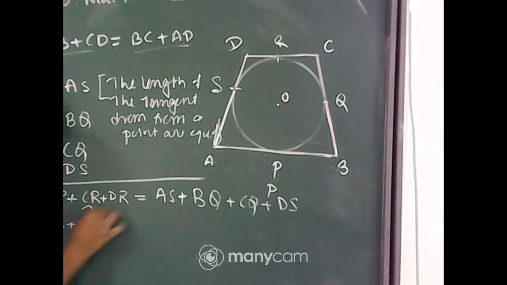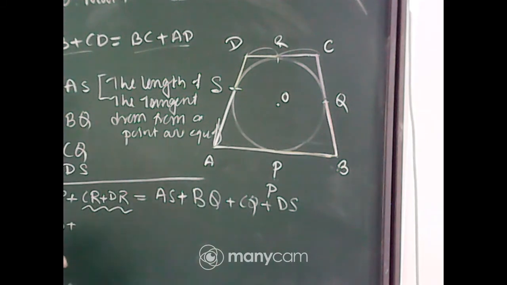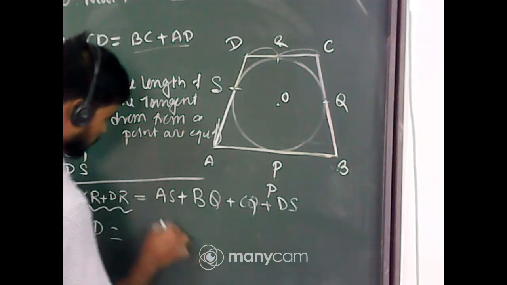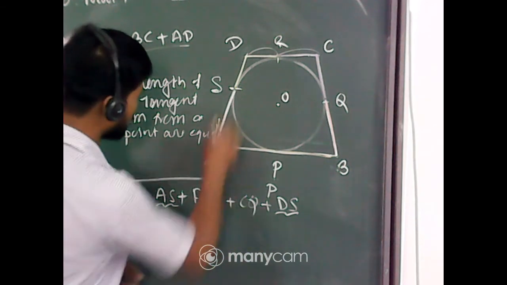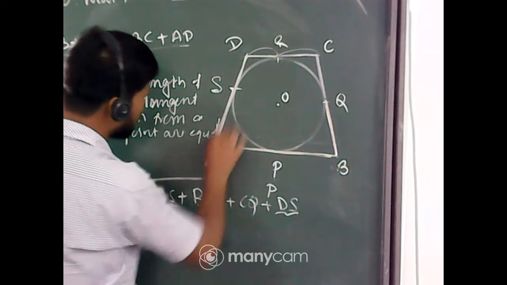Plus what is CR plus DR? So this is CR and this is DR. So CR plus DR will give you CD. Now if I just group these terms, AS plus DS, look, this is AS and this is DS, so AS plus DS will be AD.